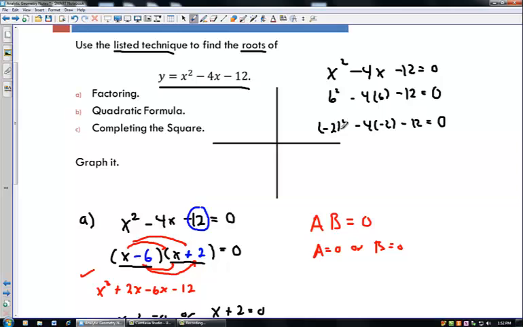So we can check this one. Negative 2 quantity squared is a positive 4. 4 times negative 2 is negative 8, and minus negative 8 is a positive 8. And then if you take away 12, you certainly do get 0. All right, and this one I'll check too.